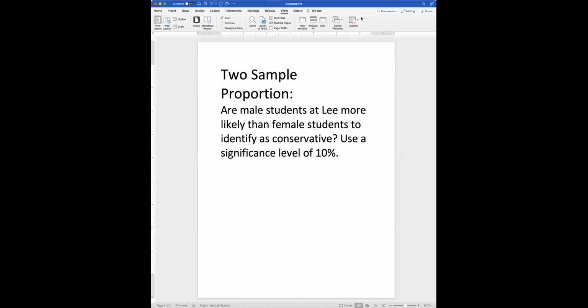Hello, today we're going to do a two-sample proportion hypothesis test to compare males and females at Lee. Which group is more likely to identify as conservative? So I have some data from a project carried out in fall of 2022, and we're going to take a look at the data.